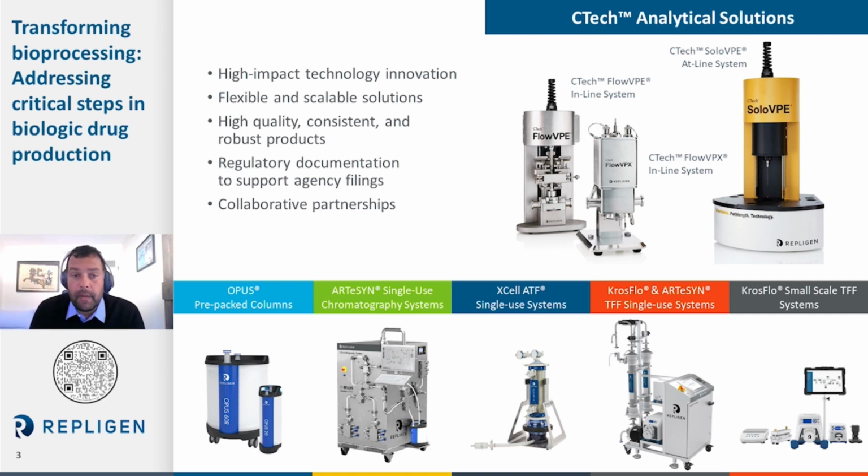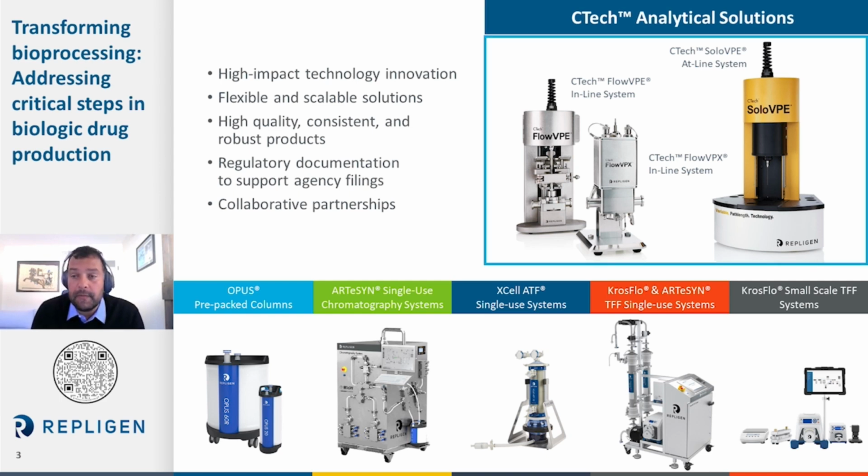A little intro to Repligen. We're a bioprocess company, and we have a various suite of products. Today, we're talking about the analytical solutions, specifically the FlowVPE and FlowVPX. But we have products that range from the upstream to the downstream. Things like pre-packed columns, single-use systems, ATF for cell retention, and various small-scale downstream systems. How the FlowVPE and FlowVPX interacts with those things will also be discussed.